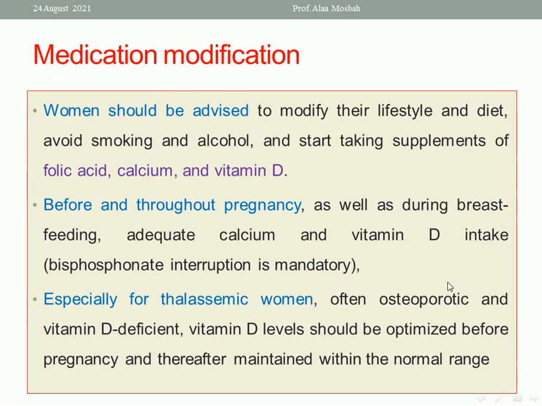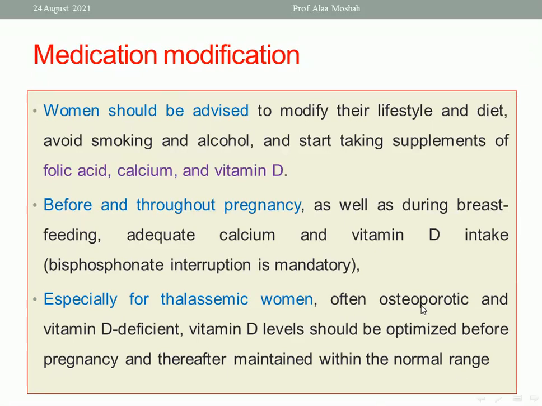What is very important also, during pregnancy and before pregnancy, is medication modification. The patient should be asked to modify their lifestyle and diet, avoid smoking and alcohol, and take supplements like folic acid, calcium, and vitamin D before pregnancy and during pregnancy. Okay? Also postpartum during breastfeeding, adequate calcium and vitamin D intake is important.